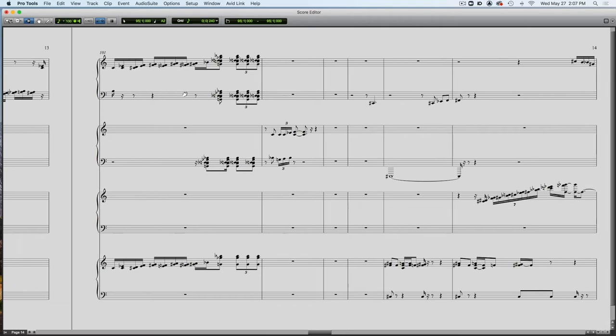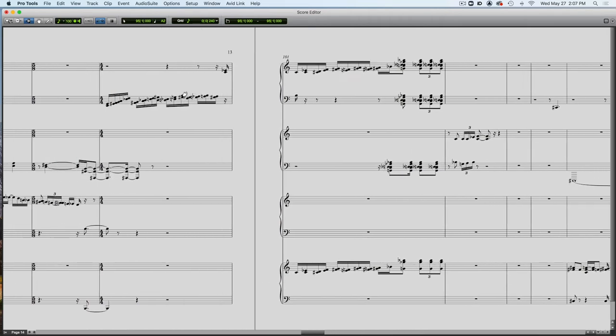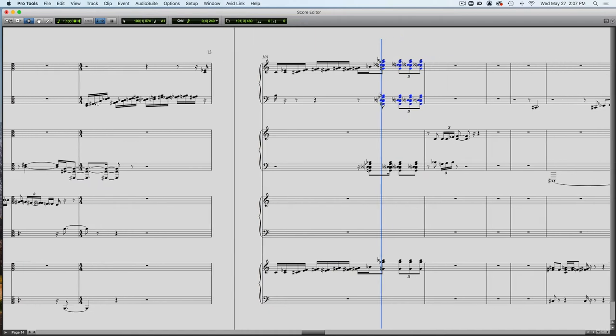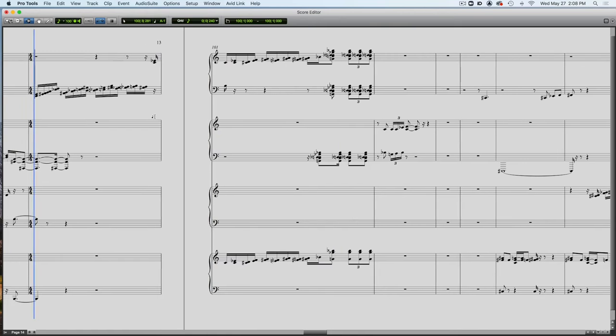Okay, got a lot of notes happening there. So basically, I want to get from this point to here. And I wanted it to be very frantic. And as I've mentioned earlier, it's very difficult to get Pro Tools notation to be really accurate. But you can just tell there's a lot of notes happening here in the low winds.